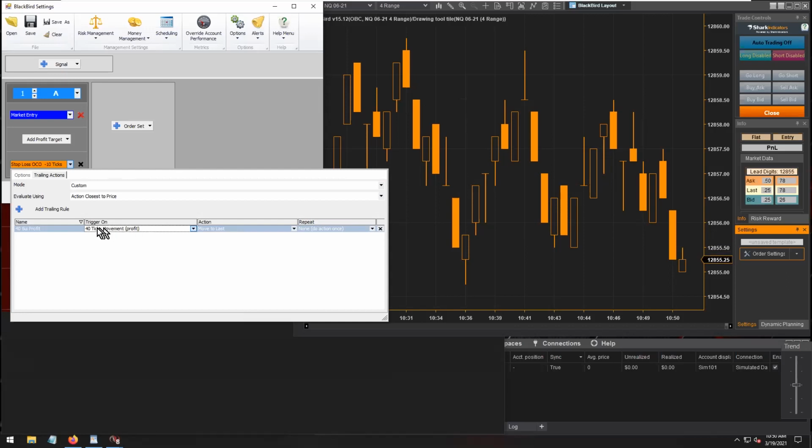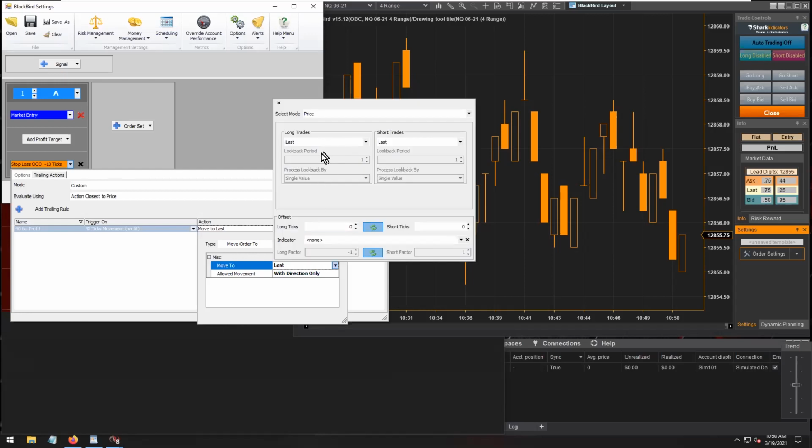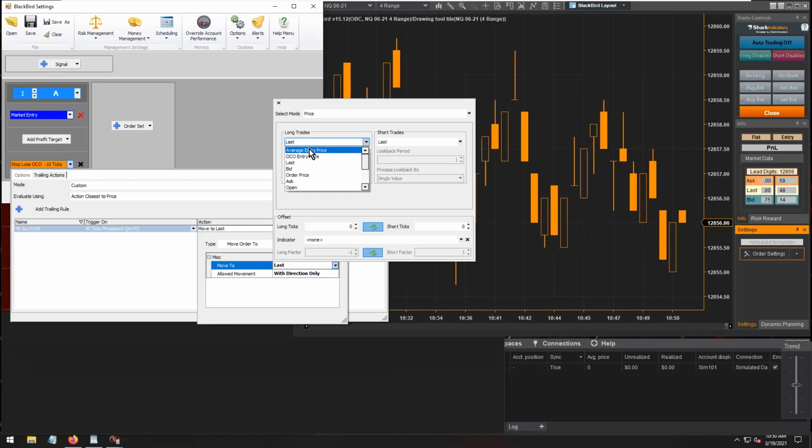So 40 ticks of profit needs to be hit, and then this trigger becomes true, right? So once this trigger condition becomes true, then BlackBird says, okay, I can start performing this action here. And this action is going to be, we're going to take the entry price, and in some cases, you might want to take the average entry price, right?